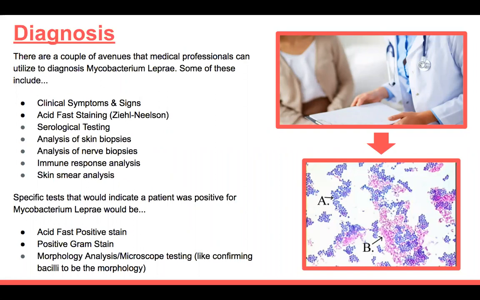So for the diagnosis, there are a couple of avenues that medical professionals can utilize to diagnose Mycobacterium leprae. Some of these include an observation of clinical symptoms and signs, acid-fast staining, serological testing, analysis of skin or nerve biopsies, an immune response analysis, or skin smear analysis. Some of the specific tests that can be performed in the laboratory to determine if the microbe is Mycobacterium leprae would include an acid-fast positive stain, a positive Gram stain, and morphology analysis under the microscope, confirming that the morphology is bacilli. Next slide.